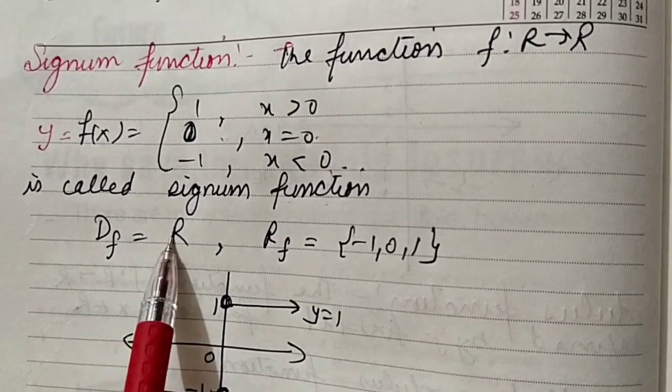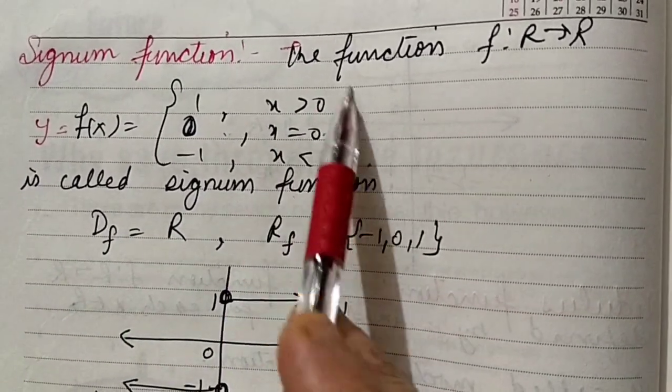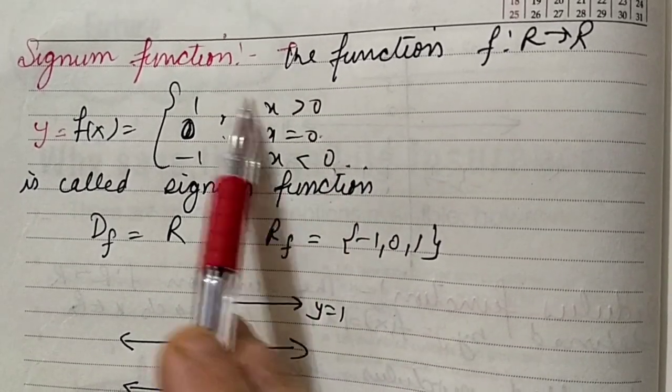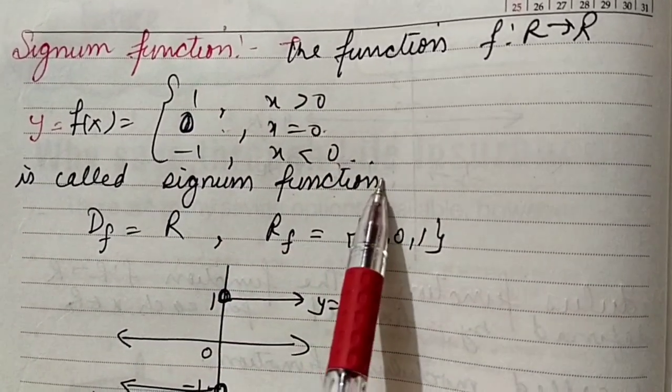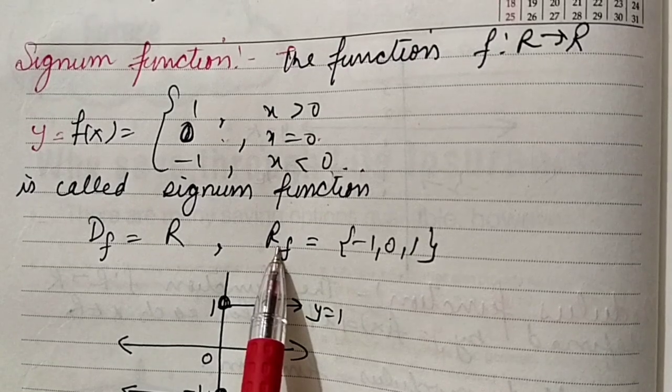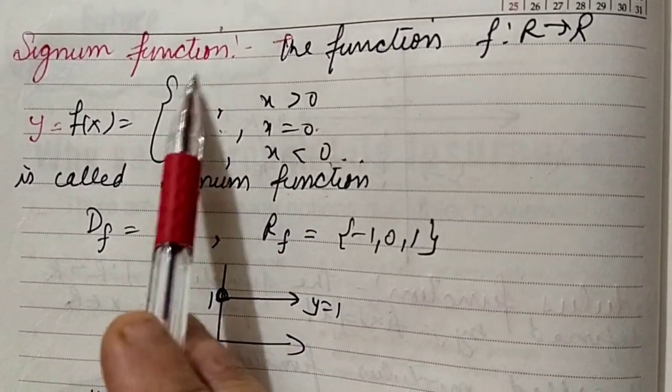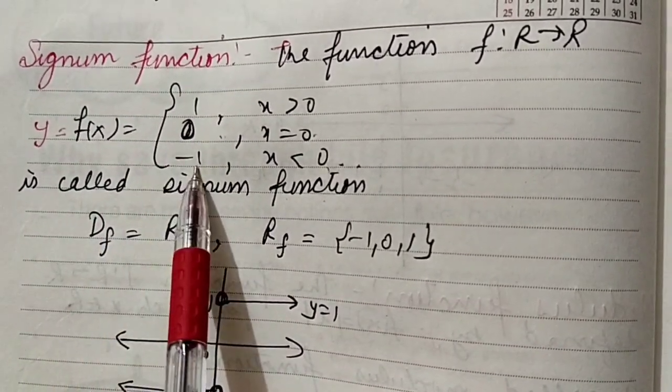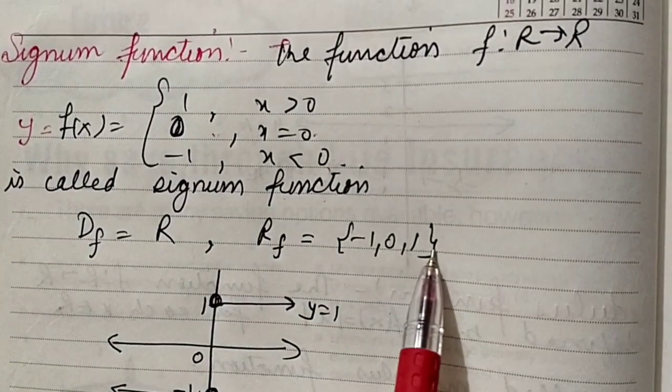Domain of this function is set of all real numbers, because we are taking any value of x that is greater than 0, equal to 0, less than 0. And range of this Signum function is only 3 values are there. Y has only 3 values, that is minus 1, 0 and 1.